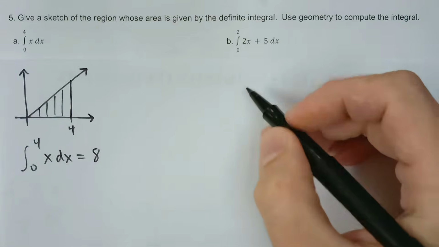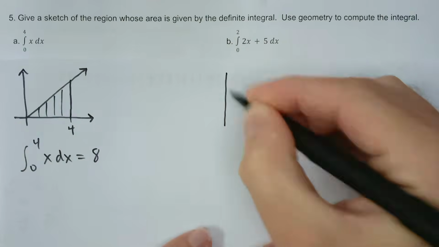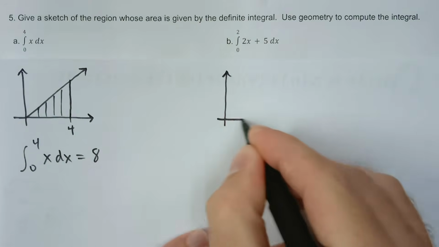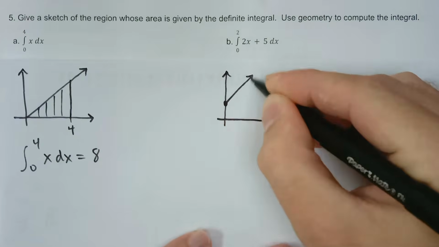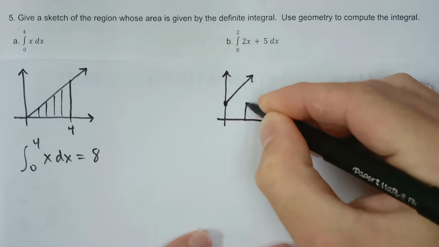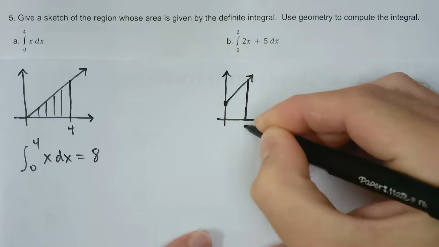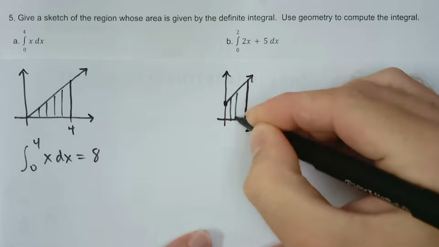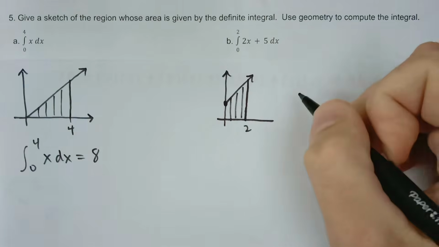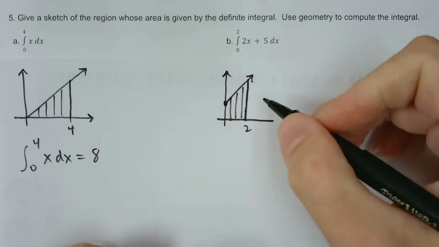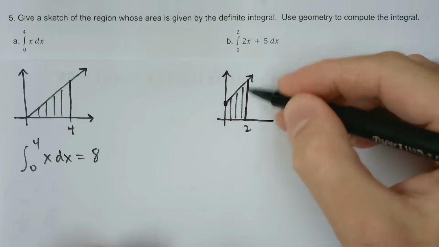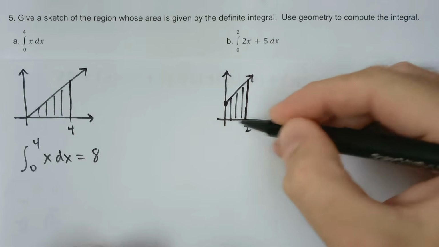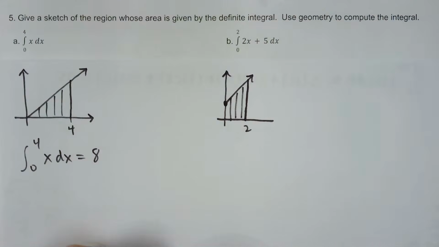Then 2x plus 5. That's going to be a line, and it's going to start at 5 and have a slope of 2, and we're going to go from x equals 0 to x equals 2. So that's x equals 2. This is going to be my area. You could do this as a trapezoid where the bases are 5 and 9, and the height is 2. If you wanted, we're talking about trapezoids today, so that's definitely an option you've got.